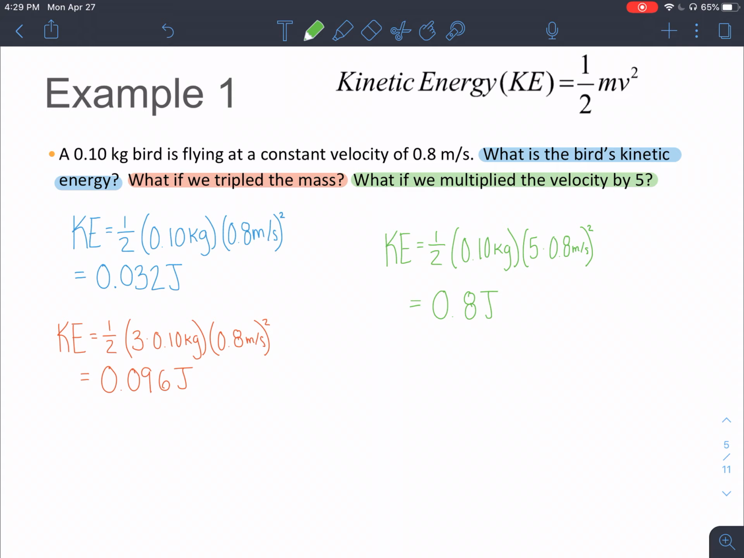Okay. So I know that the velocity was multiplied by a higher quantity than the mass, but it is pretty obvious that by increasing the velocity, the kinetic energy has a much bigger reaction to that. The more the velocity is increased, the much higher the energy, versus if you increase the mass, it doesn't go up as much.